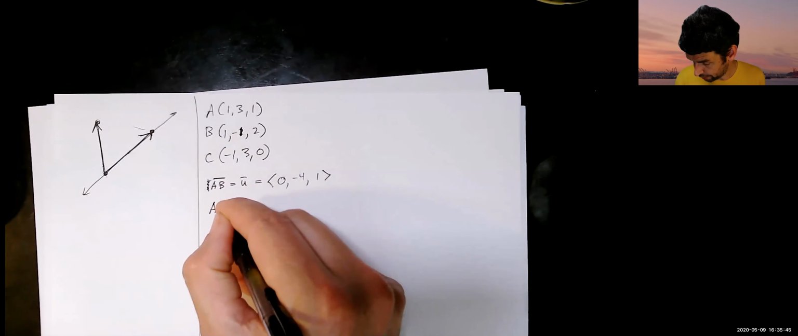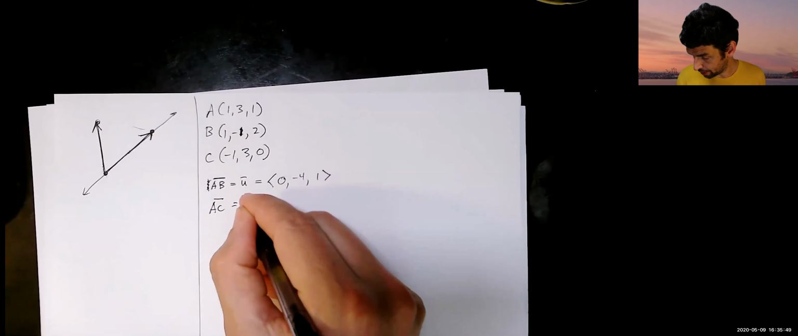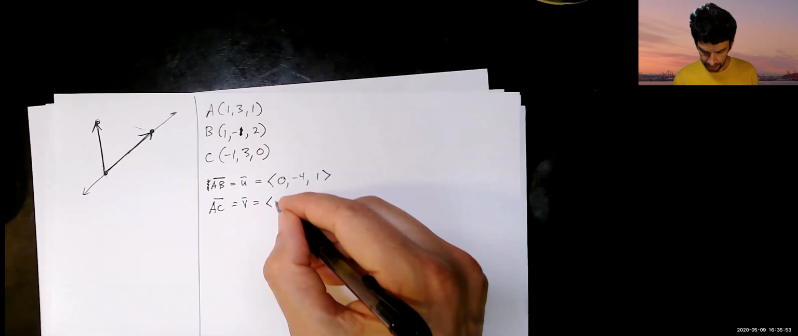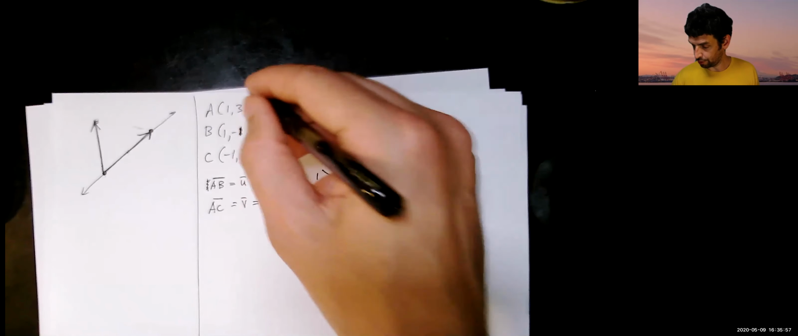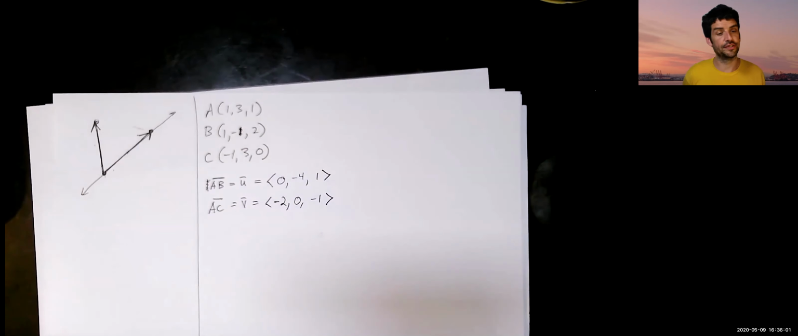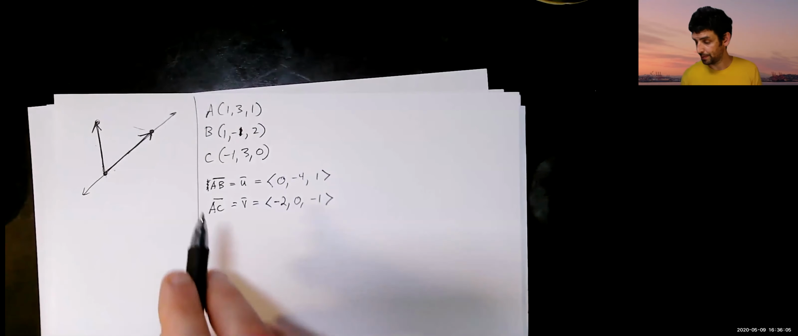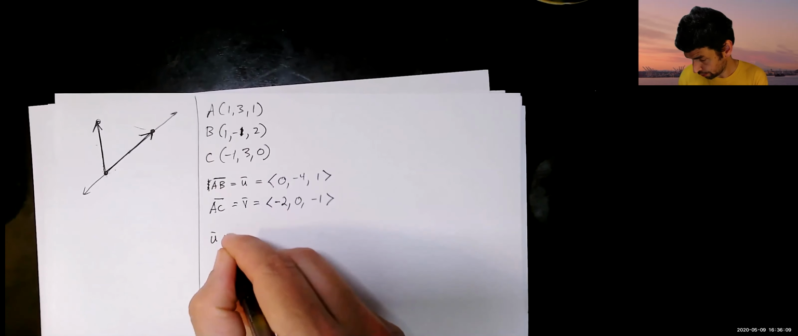And I'll do the vector AC. Same idea. I'm going to call that V. -1 minus 1 gives me -2. 3 minus 3 gives me 0. 0 minus 1 gives me -1. So there's my 2 vectors, like the 2 vectors I've drawn here. Now I'm going to find that vector pointing straight out of the paper by taking the cross product, U cross V.